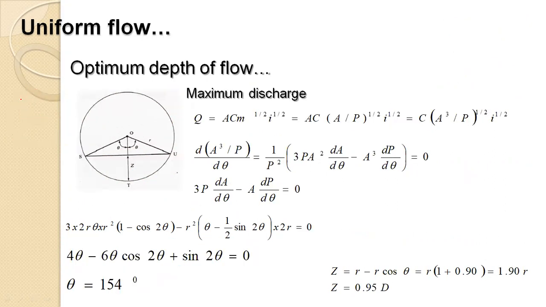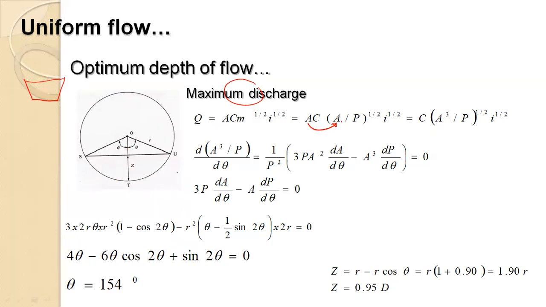Now, you can think of a maximum discharge, just like in the case for the trapezoidal section. Now, we know that A is dependent on the water depth or the theta. So I have to bring this A into the expression.